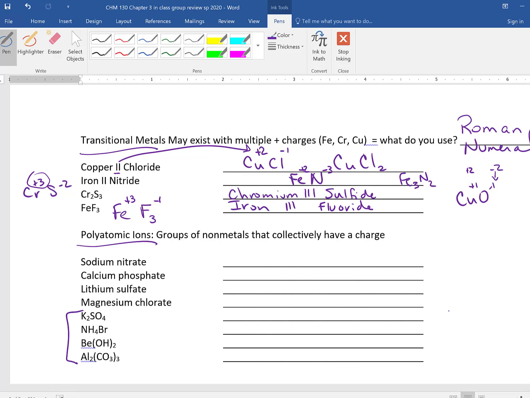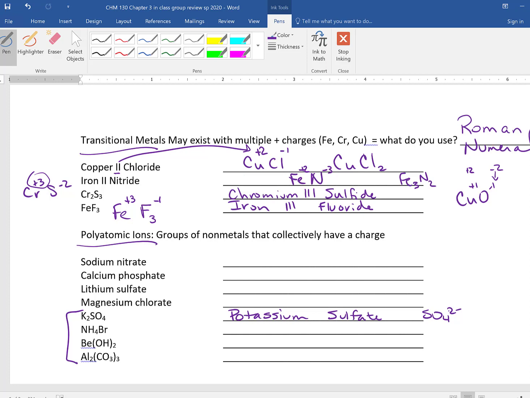K2SO4. Right. Potassium sulfate. The sulfate ion is SO4 and has a -2 charge. So if you see it, it's just the sulfate ion.